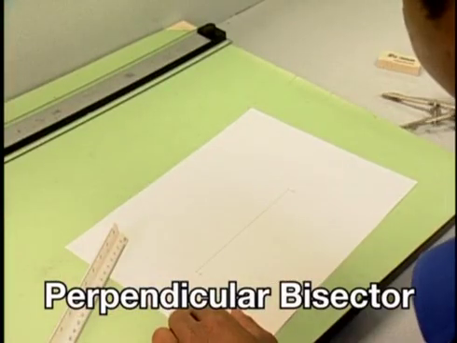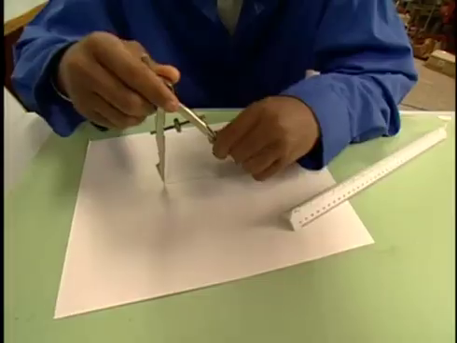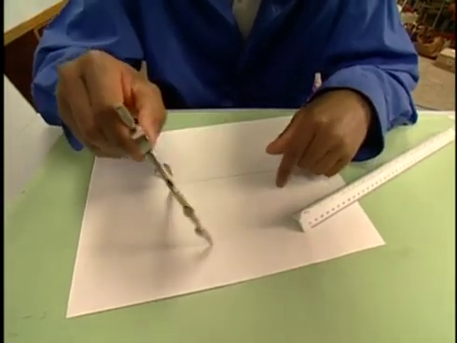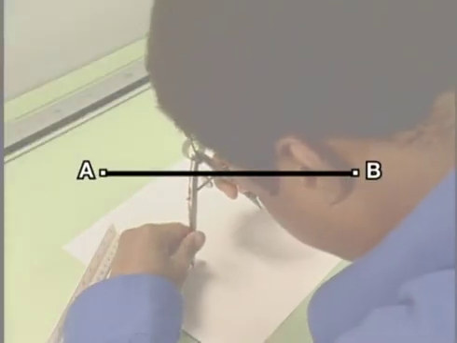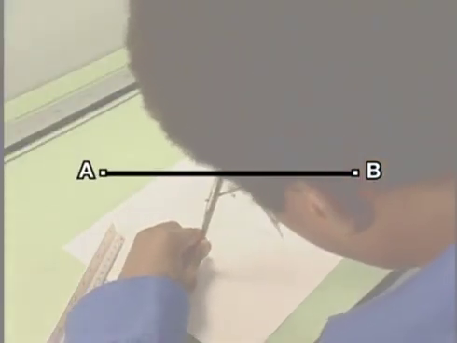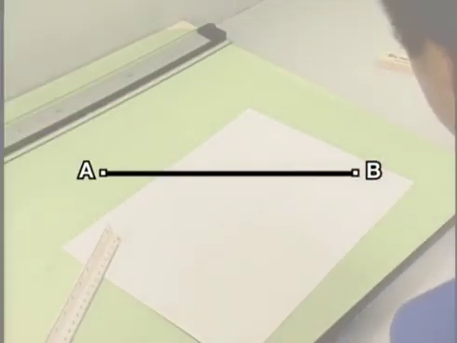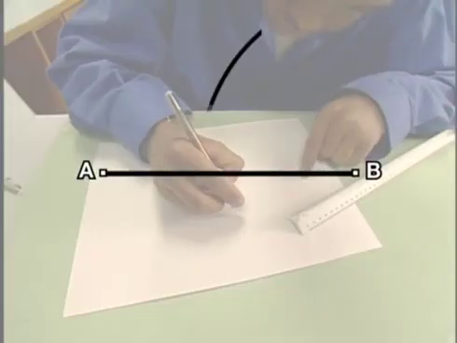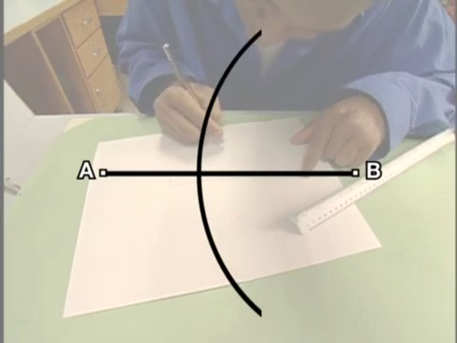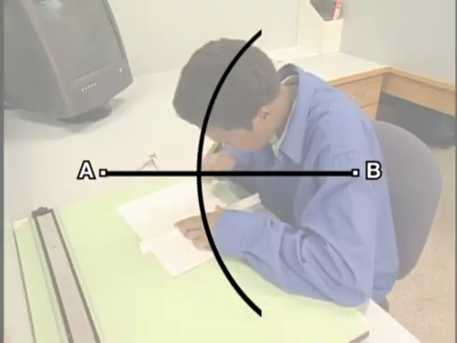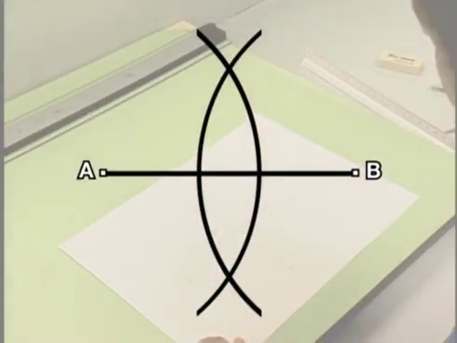He adjusts the compass to any length greater than half of the length of AB. Placing the point of his compass on one endpoint, Stephen draws an arc through the line extending above and below it. Using the same setting, Stephen puts the point of the compass on the other endpoint and draws another arc through his line, long enough to intersect the first arc. The two arcs intersect at one point above and one point below the line. Stephen labels these points C and D and uses his straight edge to draw a line between points C and D. Line CD is the perpendicular bisector of line AB.